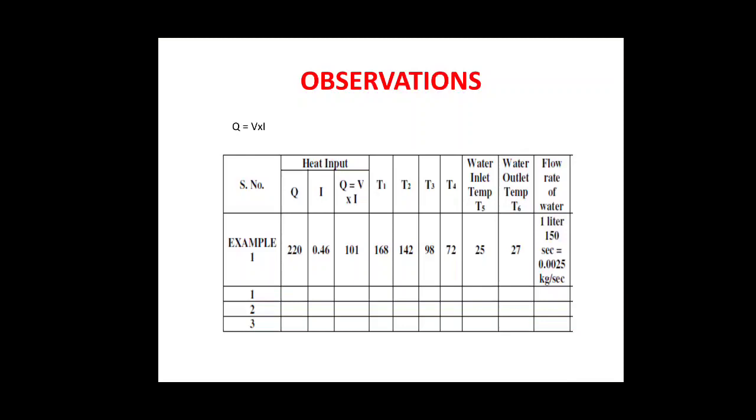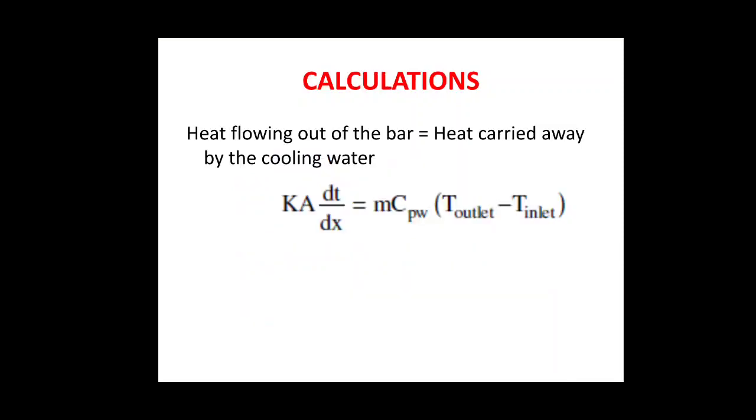Here I have given a sample calculation. You can see that for reference. Now, to find out the thermal conductivity, let's go to the calculation. From here you can see that the heat flowing through the bar, or the heat loss by the test rod, must be equal to the heat gain by the water.